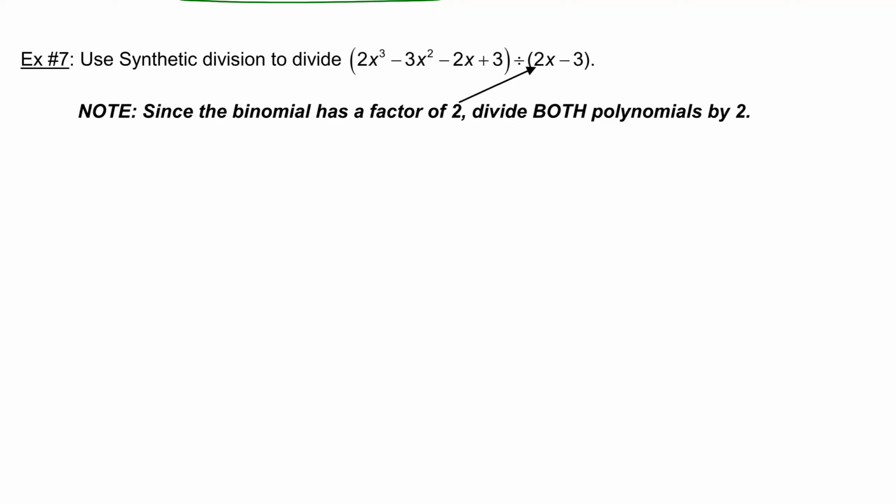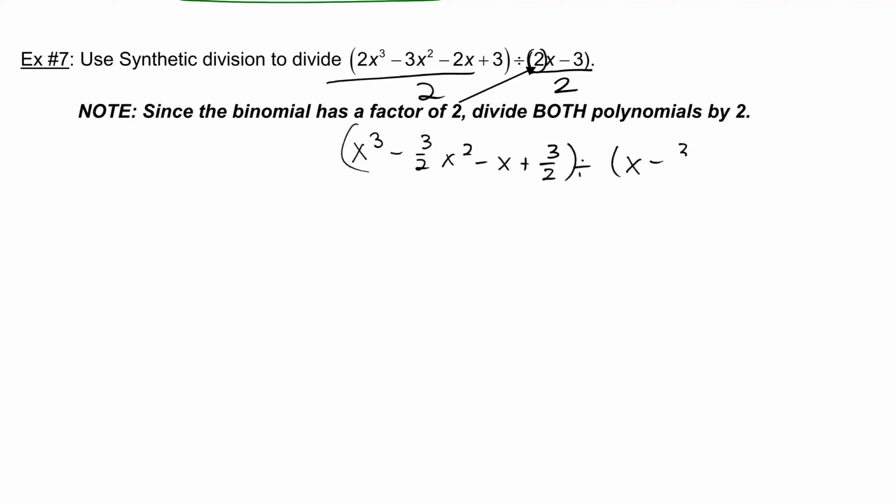Okay, so let's use synthetic division to divide this. So first we have to divide everything by 2 because there's a 2 in front of your x. So 2 over 2 is x cubed minus 3 over 2 x squared minus x plus 3 over 2. So we're dividing by x minus 3 over 2. So don't be discouraged. All right, this looks hard because you have fractions, but it will all work out, so don't worry about it. All right, we set what we're dividing, our divisor, equal to 0.